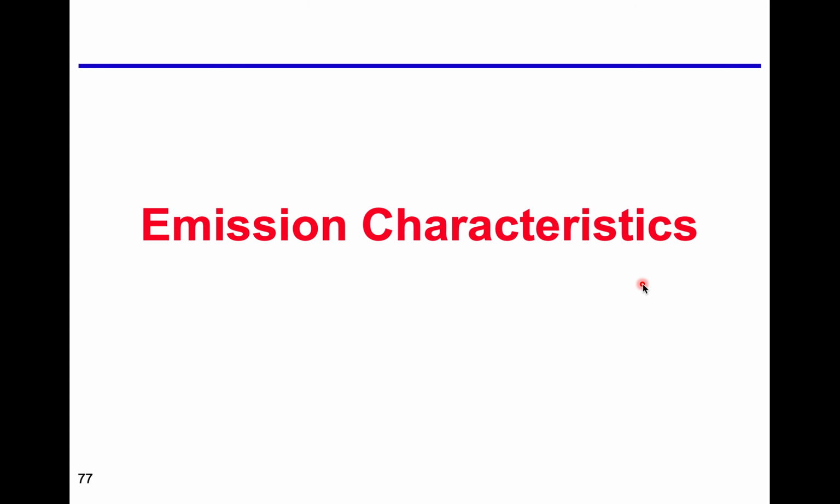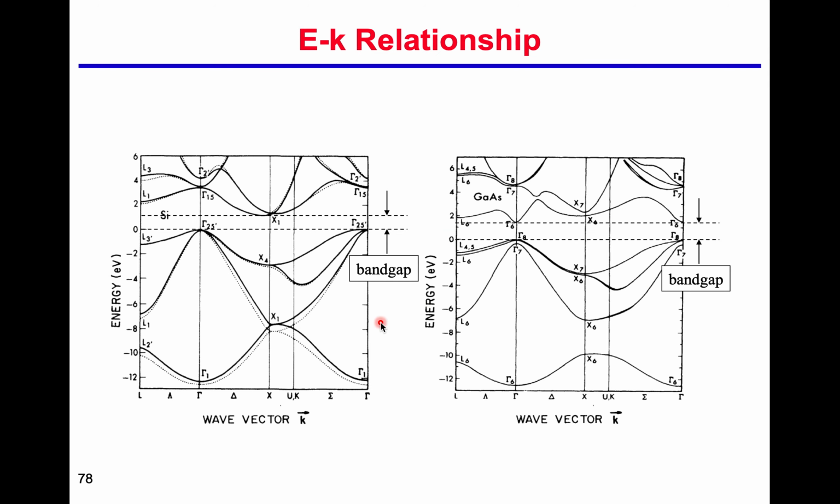So for the emission characteristics, here for example is the band structure of silicon. You can see the minimum of the conduction band and the maximum of the valence band are not at the same wave vector, not in the same K-space. On the other hand, for gallium arsenide, the minimum and the maximum have the same K-vector. So that results in better emission characteristics.